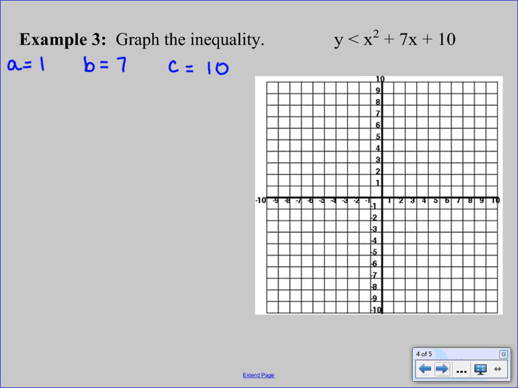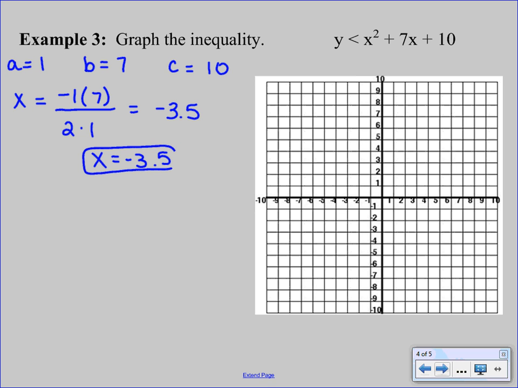And again, we're going to use the ABCs to get our axis of symmetry. So we're going to go through that formula, negative B divided by 2 times A. And for this one, we come up with -3.5, which is fine. I think we've talked about graphing with decimals before. So we'll go ahead and draw our axis in there at x equals -3.5. And that's going to tell us the line where our vertex is going to lie. So again, this is not new.